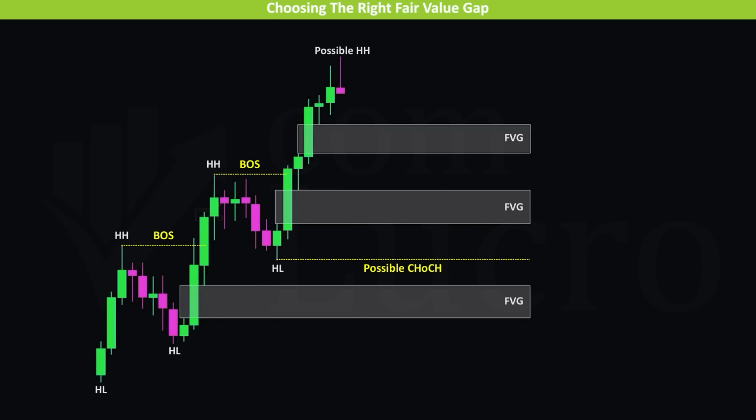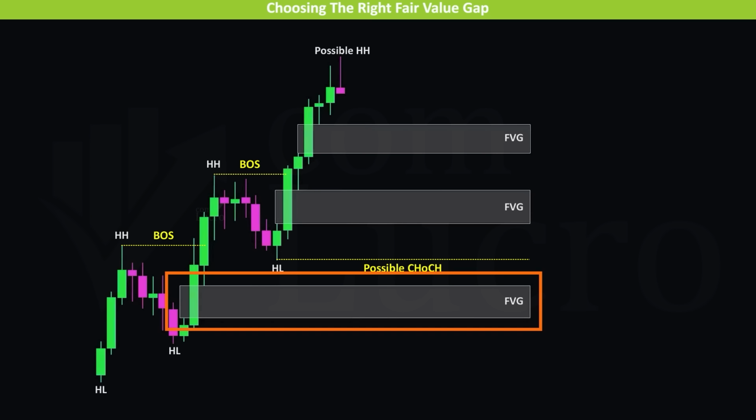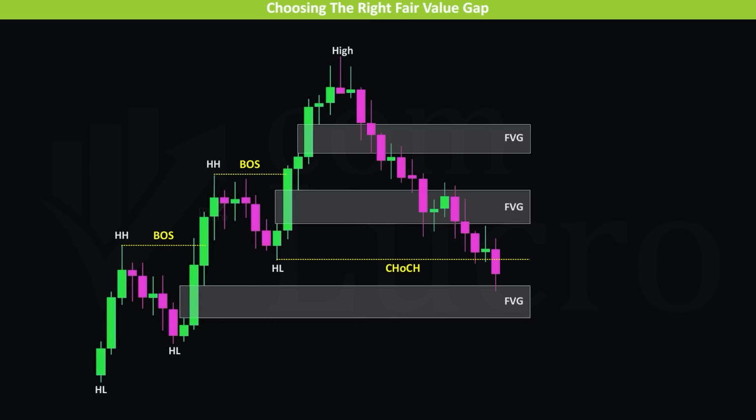The reason we're not interested in buying from the lower fair value gap is that if price breaks below the swing low, market structure turns bearish. In that case, any long position would be trading against the trend, unless we clearly identify that break as a liquidity grab, where price may still continue higher.